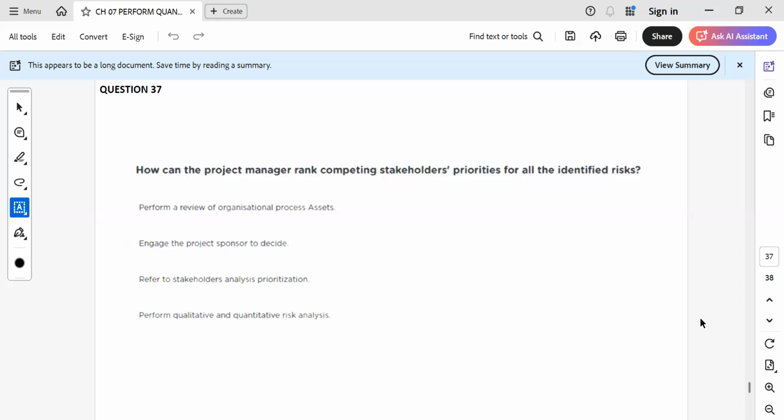Yeah, that's what, sir. If we think about that, then we have to do stakeholder analysis. What is the prioritization of stakeholders? Stakeholder prioritization is developing an interest-influence grid: high power, high interest; high power, low interest; low power, high interest; low power, low interest. That is for the requirements, not for the risks.